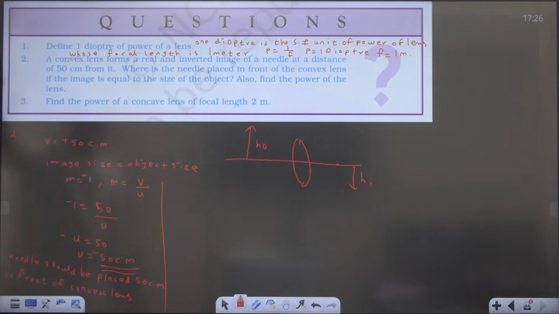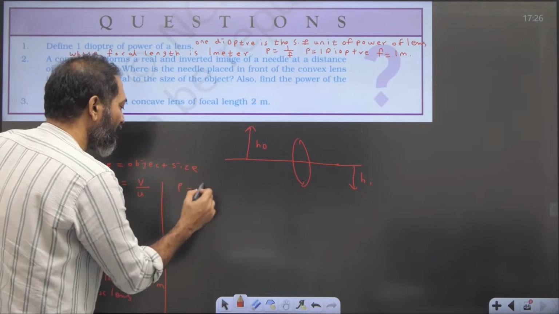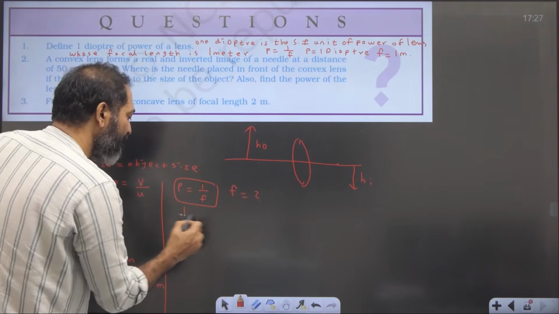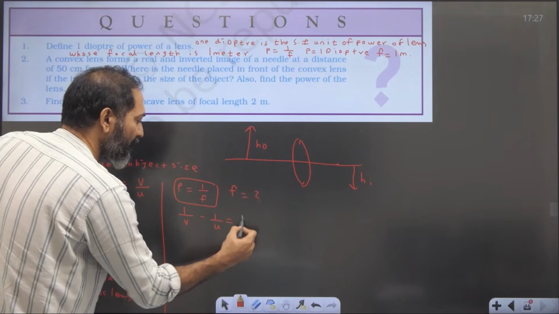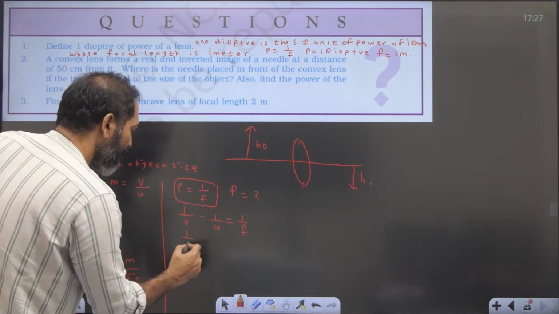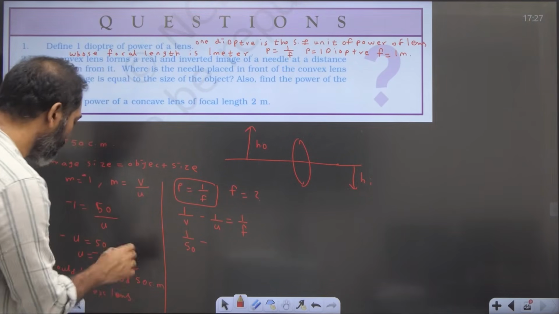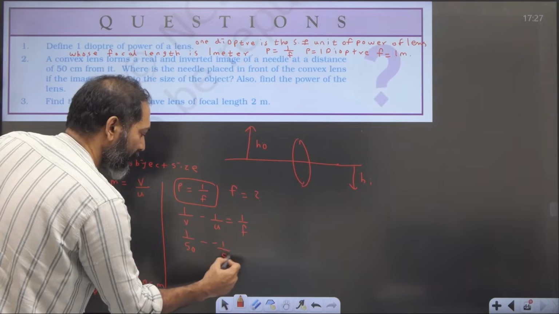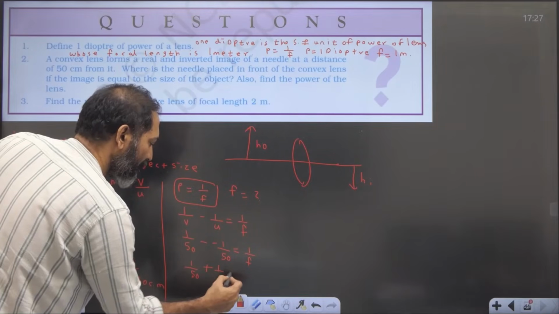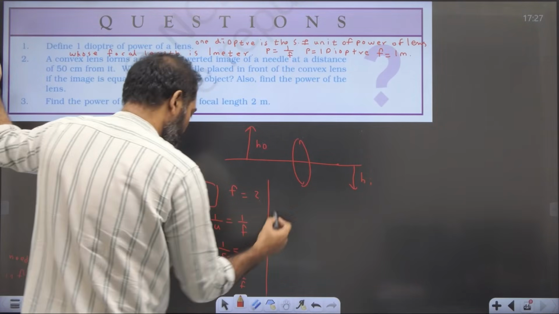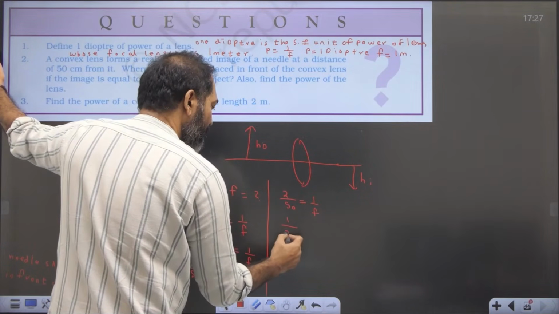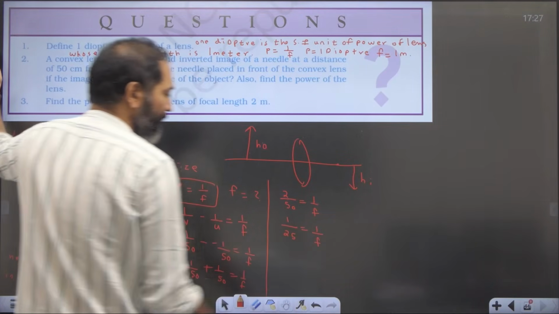Then also find the power of the lens. Power of a lens is the reciprocal of focal length, so first we should know the focal length. For that purpose, we use the lens formula: 1 by V minus 1 by U is equal to 1 by F. V is plus 50, and U is minus 50. So 1 by 50 minus minus 1 by 50 is equal to 1 by F. So 1 by 50 plus 1 by 50 is equal to 1 by F. That means 2 by 50 is equal to 1 by F. So 1 by 25 is equal to 1 by F.